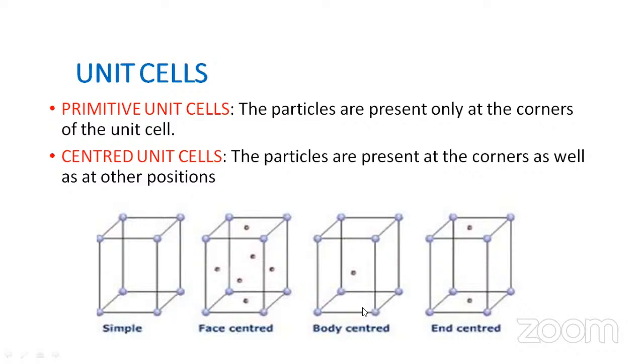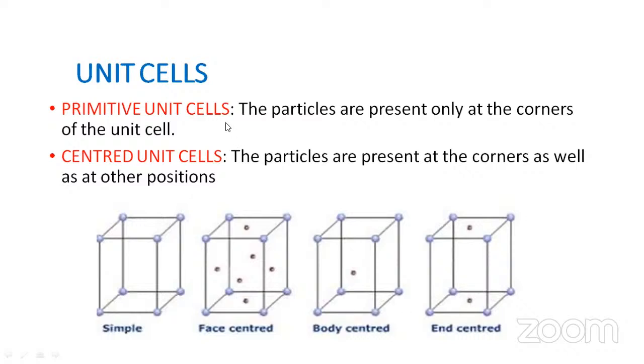Coming to body-centered, the name itself says body-centered means the particle is present inside the body. Only one particle is present inside the body. So that's why it is said to be a body-centered crystal system. And the next one is base-centered or end-centered. End-centered means above and below the faces. In face-centered, you have seen the particles are present on all 6 faces of the unit cell. But in end-centered, the particles are present only above and below the plate.